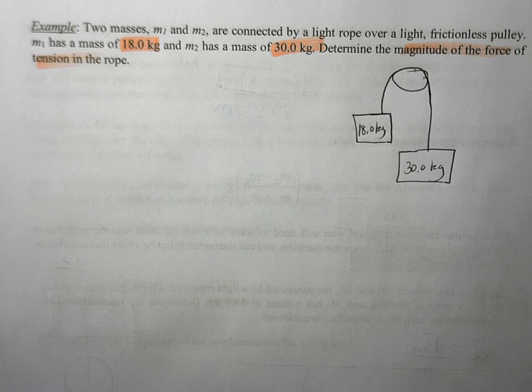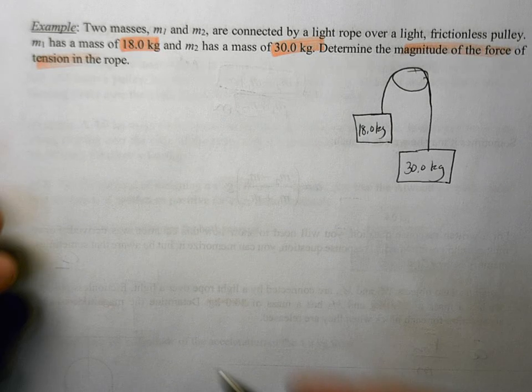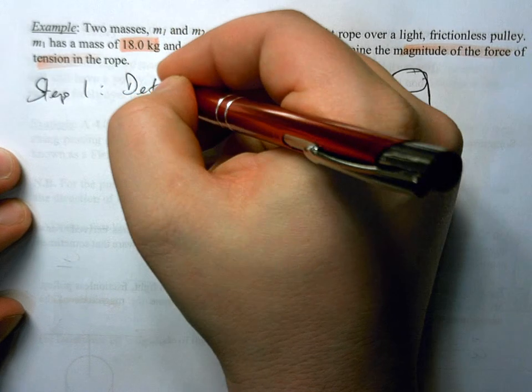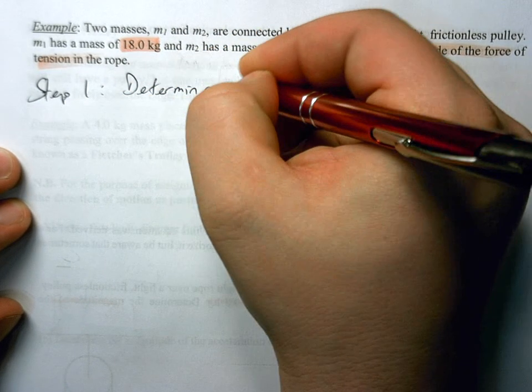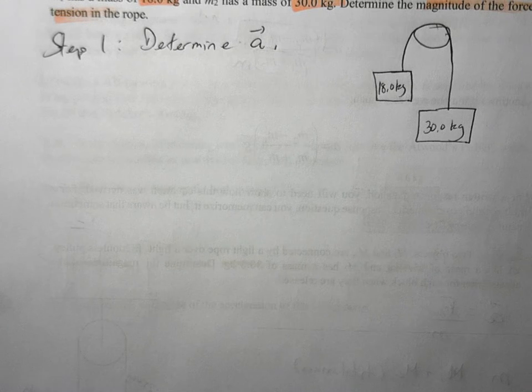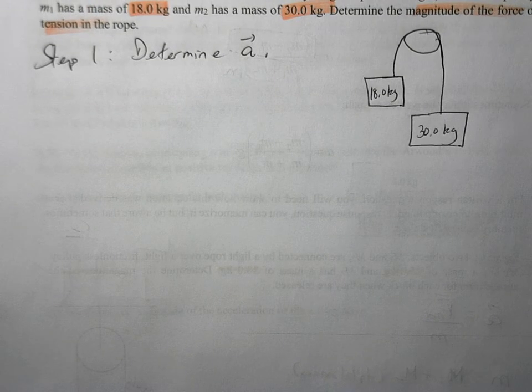There's a few different ways to approach this. Which way you approach it depends on your comfort level. But in order to do these, the first thing you actually need to do is you need to find the acceleration. So the first step, determine A. So we're going to find the acceleration due to gravity. Or the acceleration of this system.